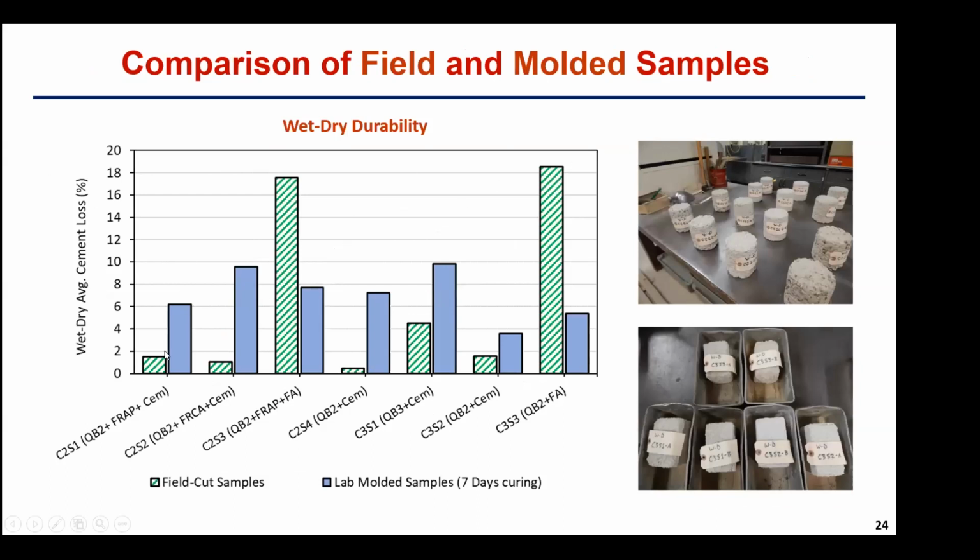This is just a comparison here for the field samples with the lab samples for wet-dry durability and then freeze-thaw durability. What's interesting here is that if we eliminate fly ash, what you see is that the field samples had better performance than the lab samples, and this will lead us to one of the conclusions and recommendations that we did to IDOT following these results.